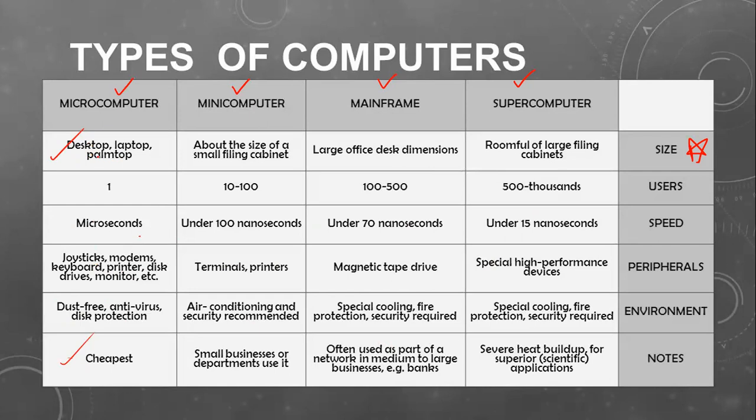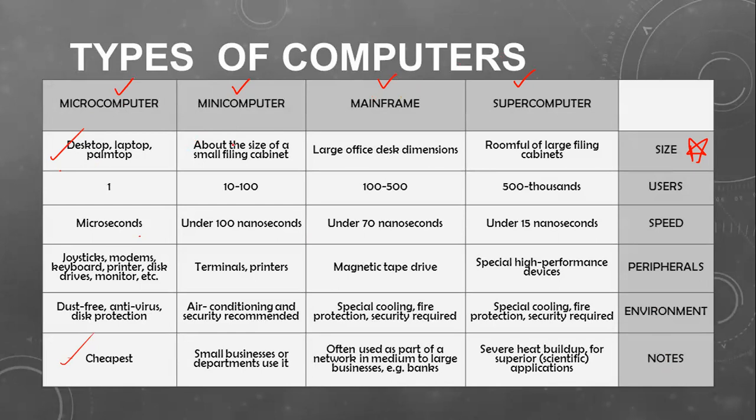So microcomputers are basically the ones having these following features with reference to size, users, speed, peripherals, environment, and notes. You have to keep this for statement questions. You can get this point.